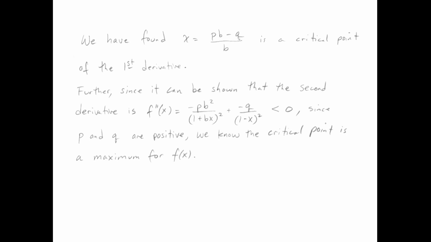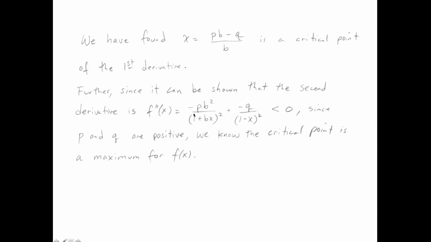So we found x equal to p times b minus q, everything divided by b, is a critical point of the first derivative. And further, it can be shown that the second derivative is negative p b squared, everything over 1 plus b quantity squared, plus the negative q over 1 minus x all squared. It can be shown that that second derivative is negative. If you think about it, the denominators are positive because of the square. And b is positive, p is positive, q is positive. All of the factors are positive, and each factor has a negative factor in front of it, so it makes the whole thing negative.